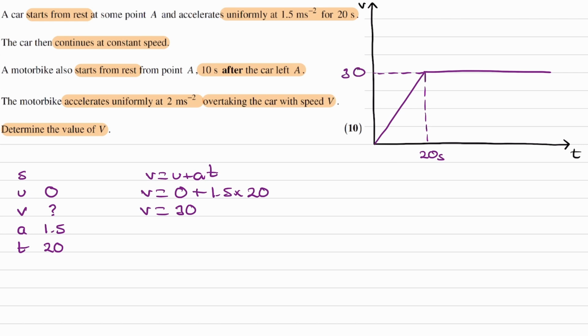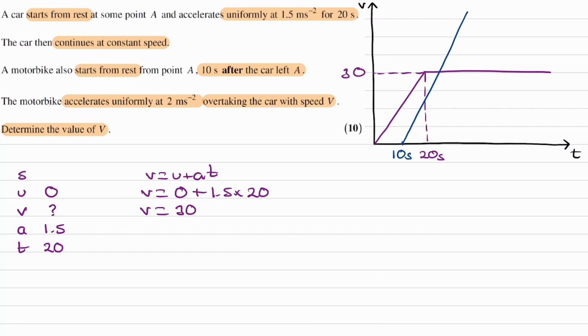Now for the motorbike, it also starts from rest, but it starts 10 seconds after the car has left A, so over here. It has an acceleration of 2 meters per second squared, so a little bit bigger than the car's acceleration. So our graph will end up looking something like this. The graph is a bit steeper. It doesn't say that the motorbike reaches some kind of constant speed in the end, so the speed will just continuously increase. At some point the motorbike overtakes the car.